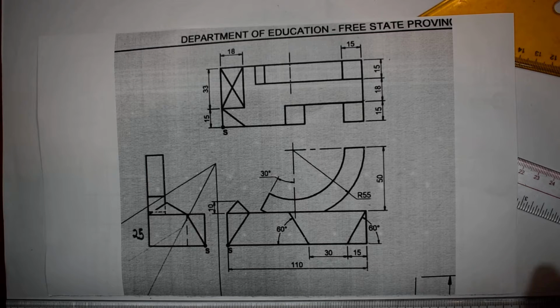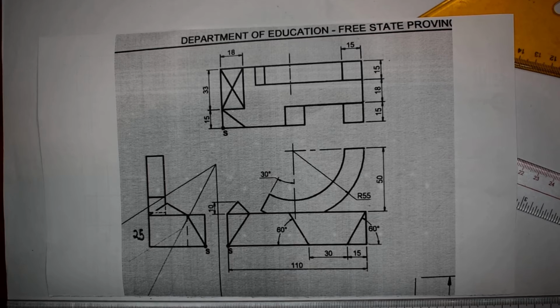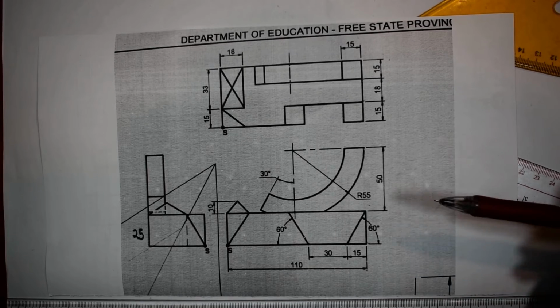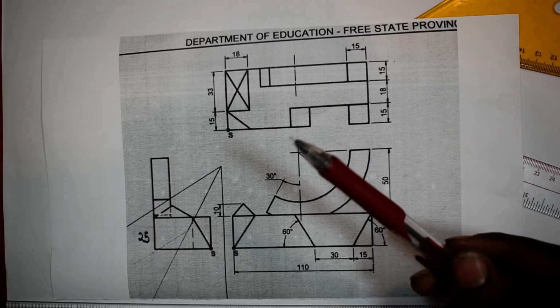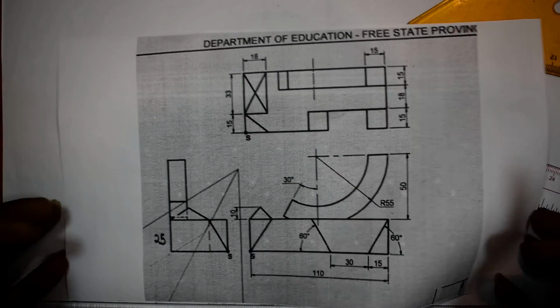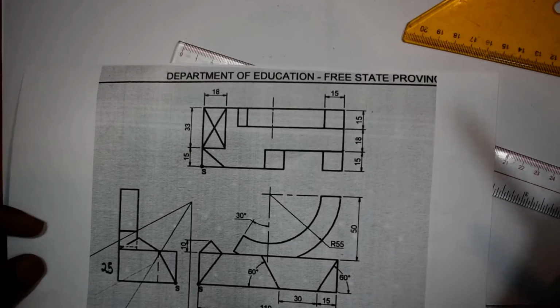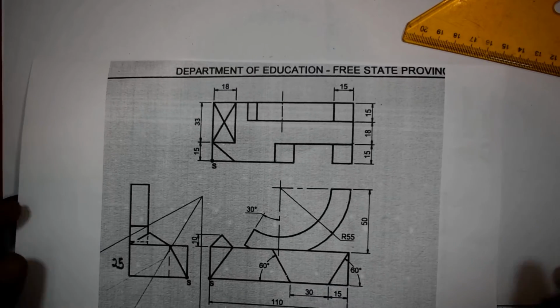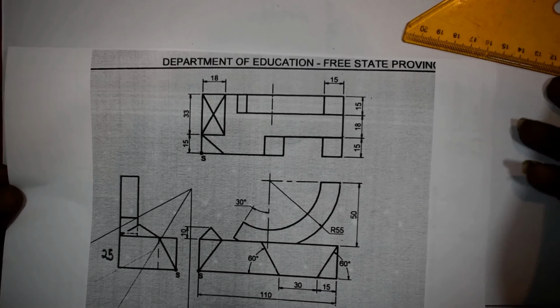Let us quickly look at this one. So this is Engineering Graphics and Design Isometric, Grade 11. This is Grade 11 Engineering Graphics and Design. So thank you very much, guys, for tuning in with us. So let us draw it together.